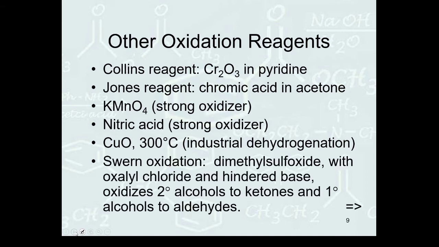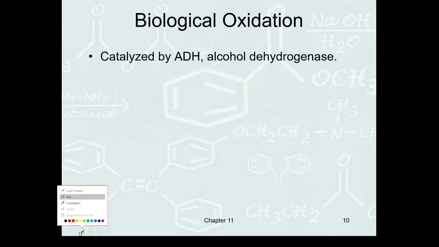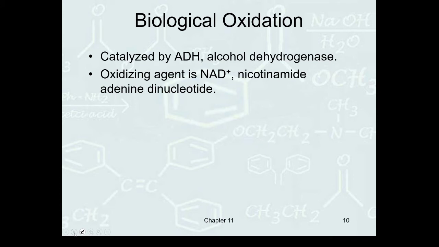And there's something known as Swern oxidation. I'm just throwing it on there. I'm not going to hold you to it, but it's on there. But the ones you usually use in lab are nitric acid, potassium permanganate, Collins reagent. Usually Jones reagent is used a lot. Okay. Biological, I already talked about the reaction with ADH, alcohol dehydrogenase.